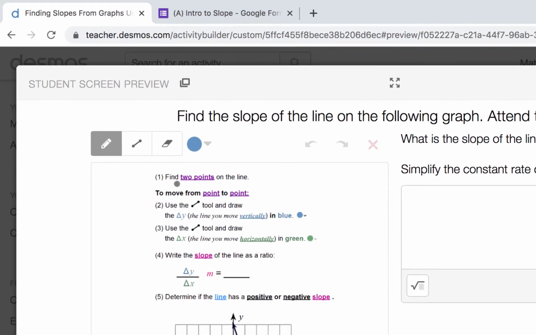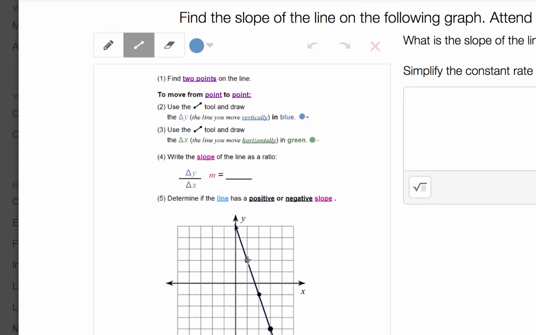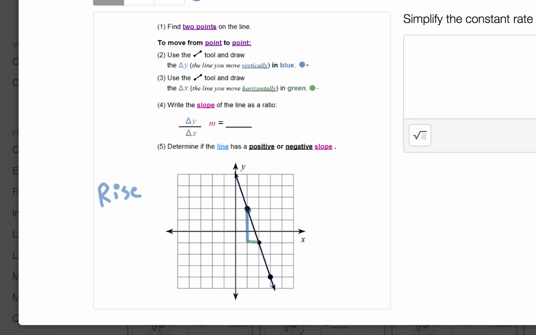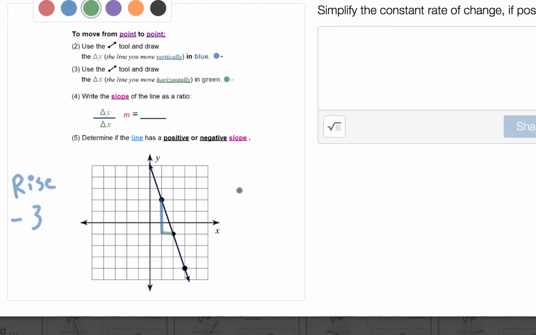We're going to use the line segment tool, so I'm going to click here. Change in Y is in blue. So we start from left to right. So I'm starting here. I go down 3, and then I'm going to use the green, and the horizontal change, the change in X, is only 1 this time. So the rise is -3 because it's going down, and the run is +1 because that is going right.